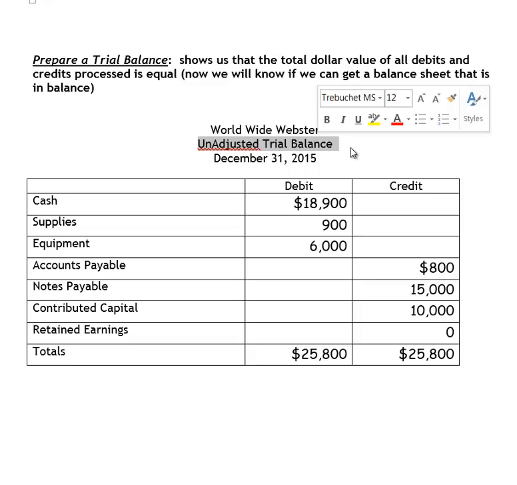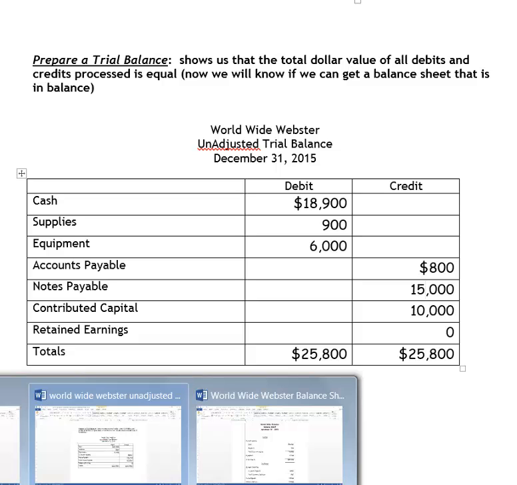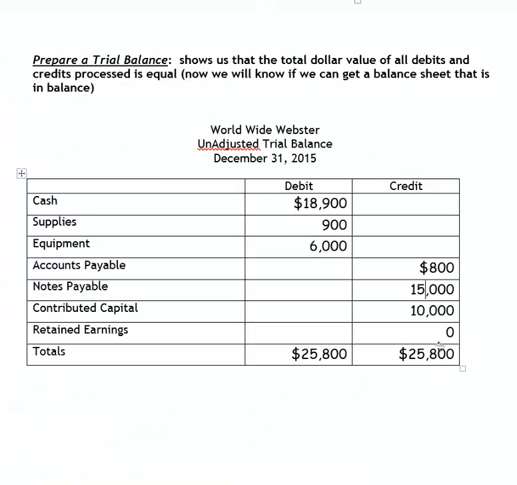But again, the unadjusted trial balance, or the trial balance as it's commonly called, is not a financial statement. It's just a report to prove that all dollar value of debits and credits processed throughout the month of December are equal. Now let's go back to our liabilities and shareholders' equity accounts. We saw the liabilities: accounts payable had an ending balance of $800 and notes payable an ending balance of $15,000. So we've got those balances in there.